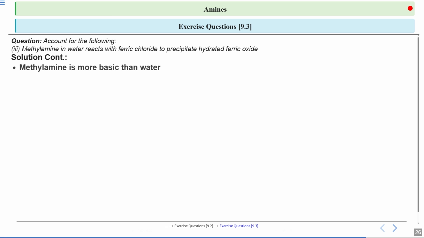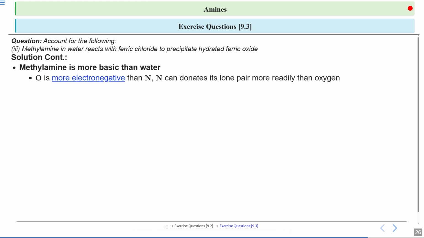Now let us see the next part. Methylamine in water reacts with ferric chloride to precipitate hydrated ferric oxide. So if you will see, methylamine is more basic than water because nitrogen is less electronegative than oxygen. So nitrogen can donate its lone pair more easily, which makes it a stronger base compared to oxygen in water.